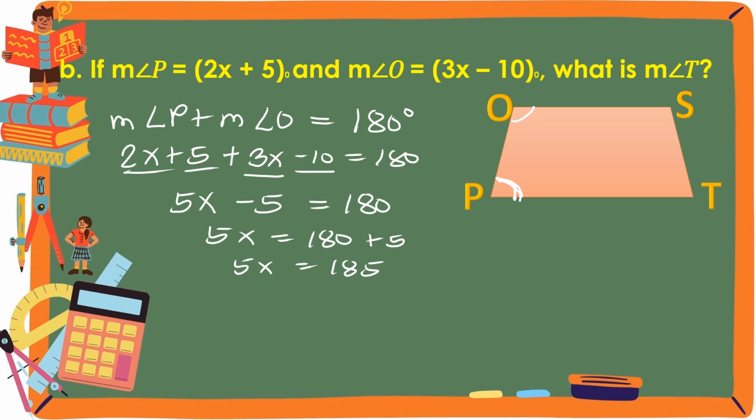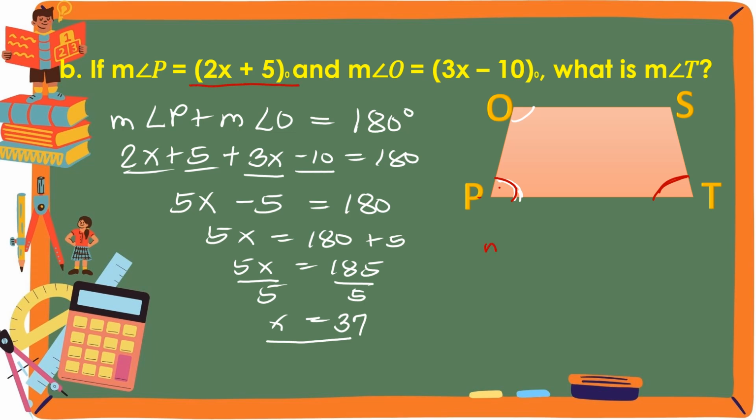So, 5x is equal to 185. And then, we're simply going to divide both sides by 5. So, the answer is, okay, 185 divided by 5 is 37. So, yan lang yung value ng x. Ang hinahanap dito ay yung ating angle T. So, since yung angle P natin ay kapareho lang ni angle T because the base angles are congruent, pwedeng kuhanin na lang din natin yung nasa P.